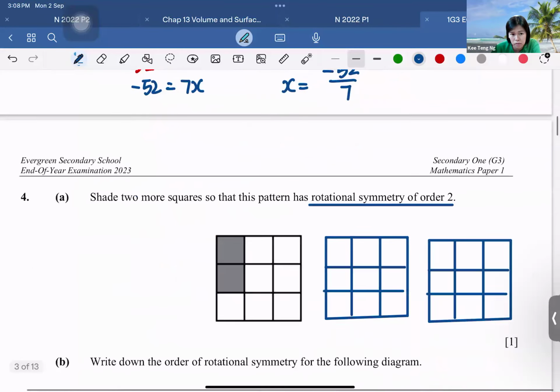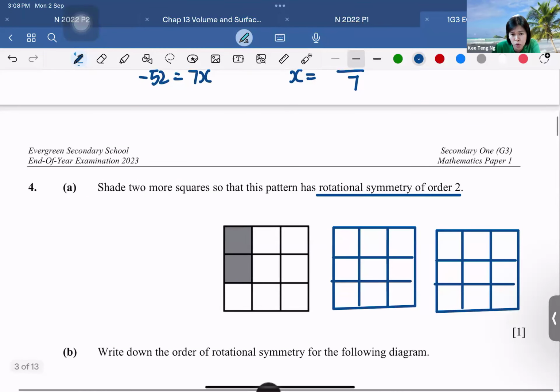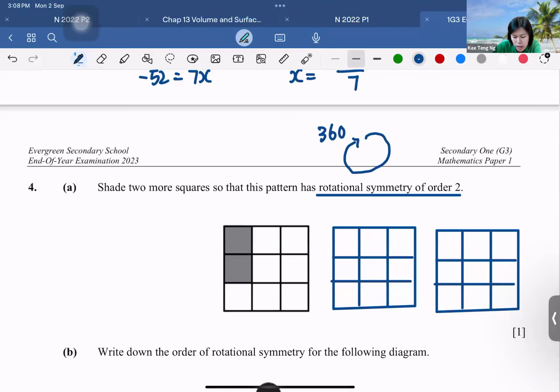Okay. Next question. Now this one over here, shade 2 more squares so that this pattern has a rotational symmetry of order 2. What is a rotational symmetry? Rotational symmetry means I need to turn 360 degrees, right? And if I turn 360 degrees, I will see it 2 times. If it's rotational symmetry order 2, that means what is the angle that I will see it again? I'll take 360 divided by 2 to give me 180 degrees.